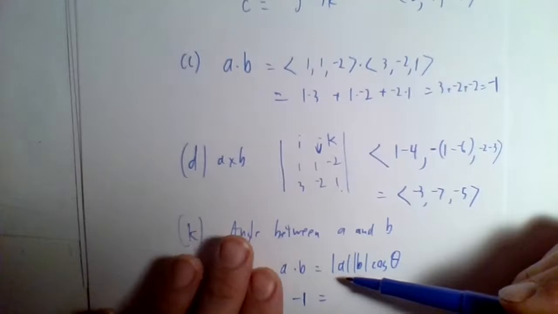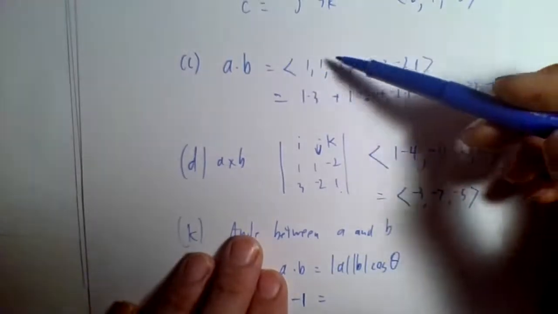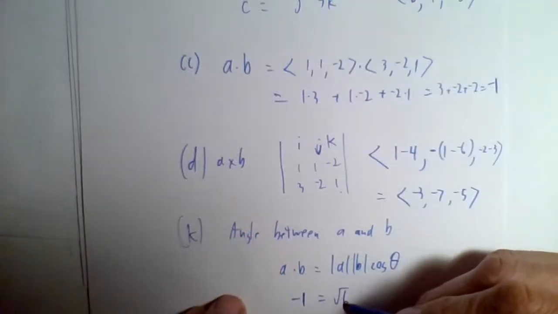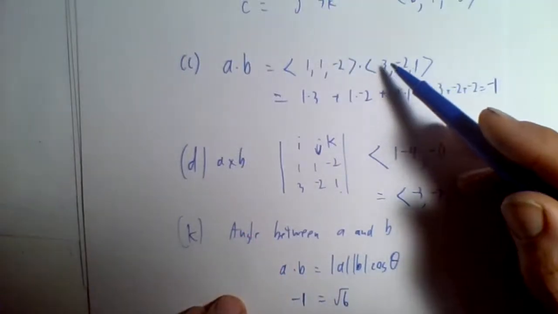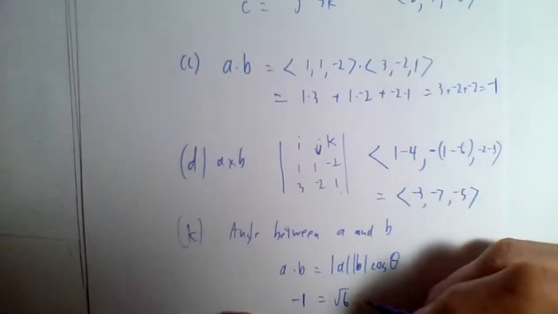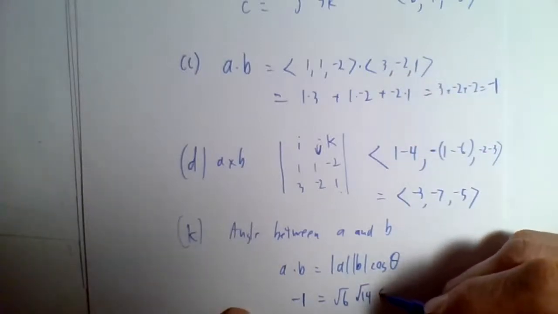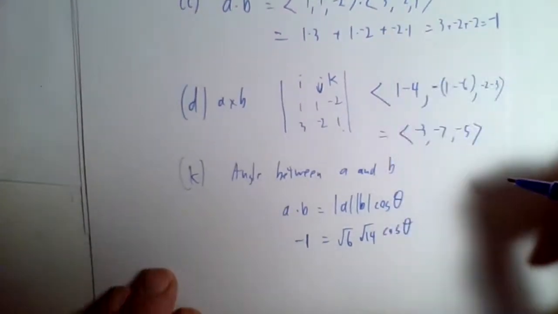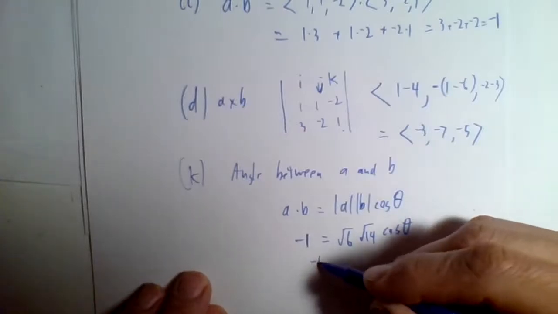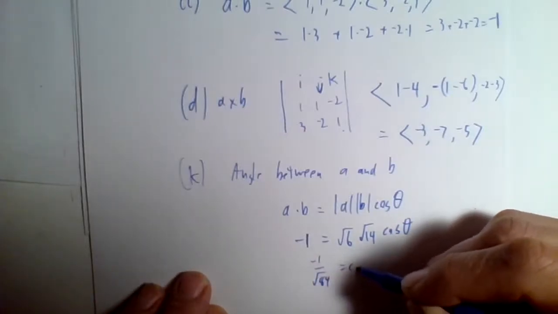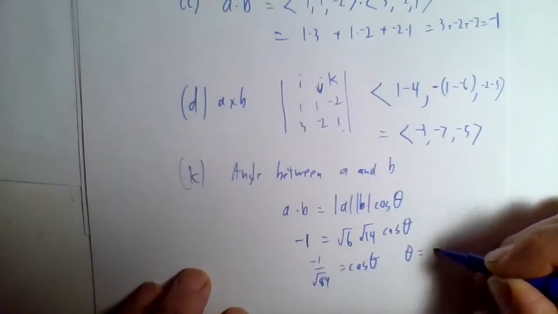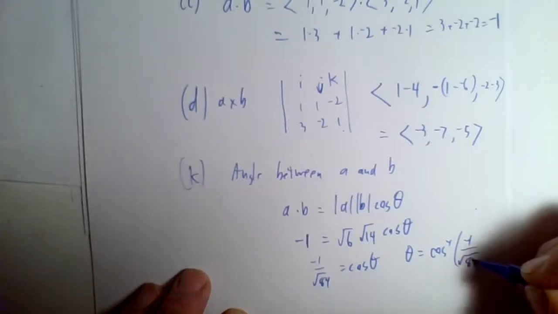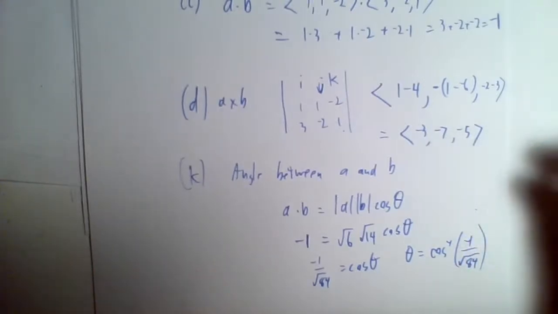So the magnitude of A, look back at your components here, the magnitude would be square root of 1 plus 1 plus 4, square root of 6. Magnitude of B would be the square root of 9 plus 4 plus 1, square root of 14. And I'm trying to find theta in this. So that's negative 1 over square root of 84 equals cosine theta. So the exact value of it would be whatever the inverse cosine of negative 1 over square root of 84 is. Right? That would be the angle between them.